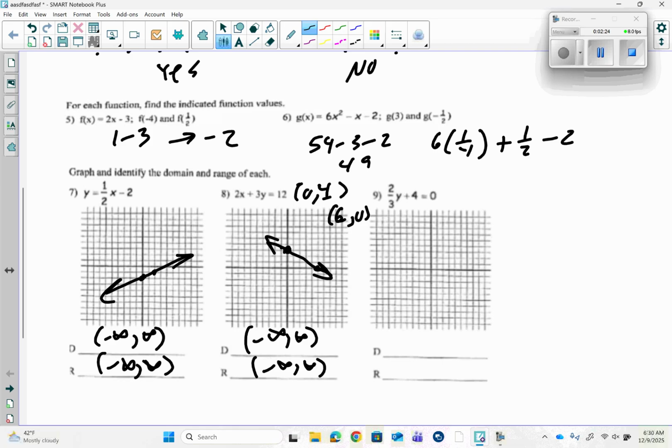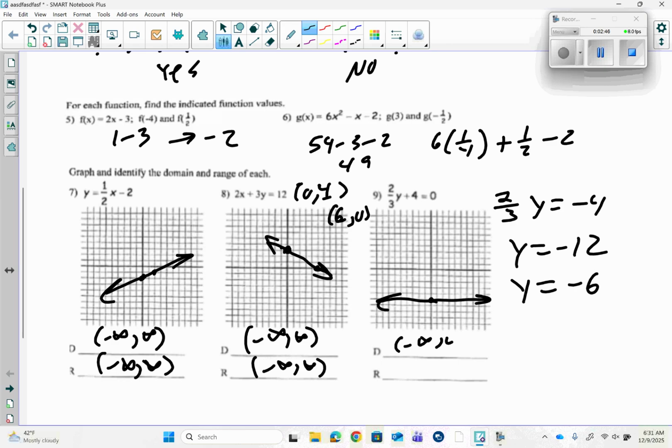And this one, let's see if we wanted to graph it. It's kind of hard to graph it as it sits, so I'm going to go 2/3 y equals -4, multiply both sides by the 3, so I get -12, divide each side by 2, so I get -6. So this is going to be a horizontal line down here at -6. Our domain goes negative to positive infinity. Our range is just -6. That's the only y value you can get out of the problem.